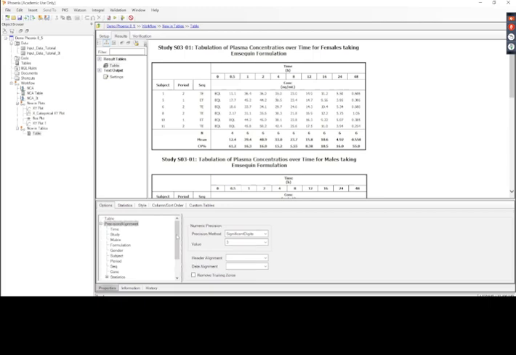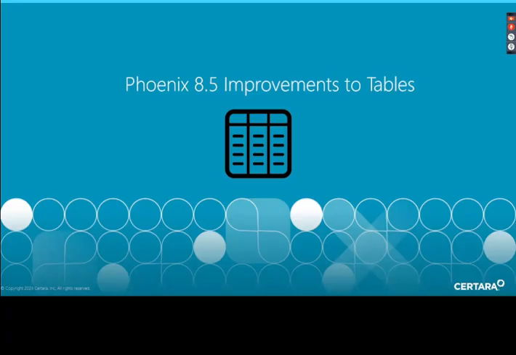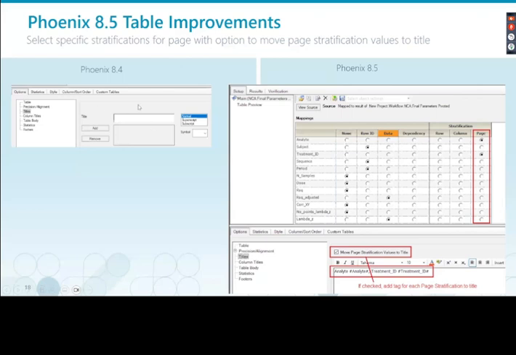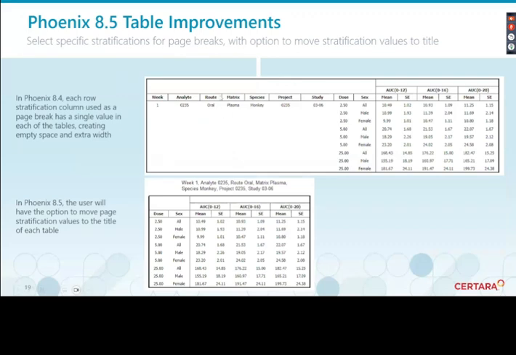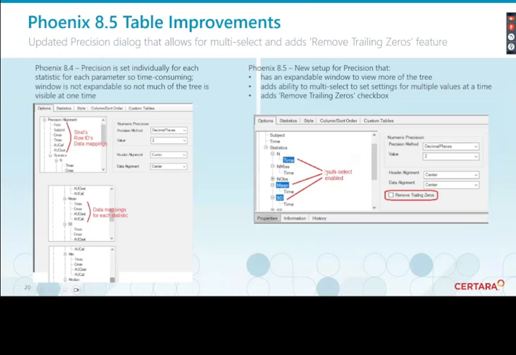Also in 8.5, this window is now adjustable, giving you more space to make decisions. A quick recap of improvements to tables. I've shown you how the titles have changed. Now you don't need to add them one by one, but you can add the titles here and edit them as you need to. You can also map page stratification and move those page stratification values to the title. Therefore, from this view, it can go to this type of view, and you can multi-select in order to change the precision and remove trailing zeros if needed.